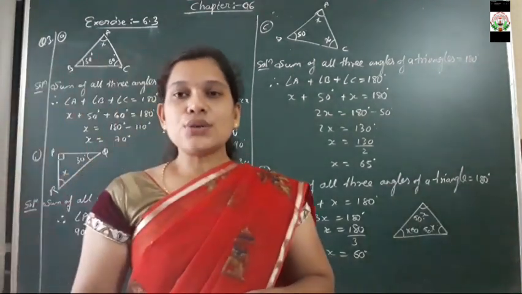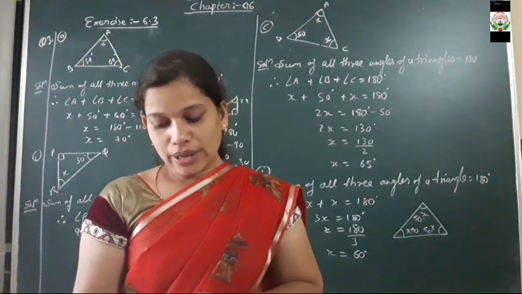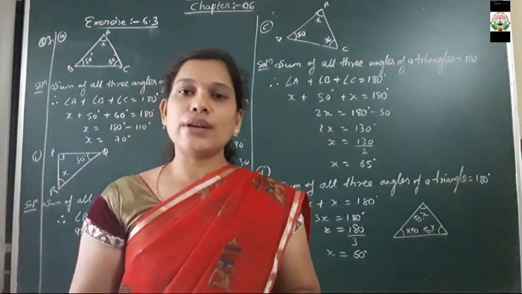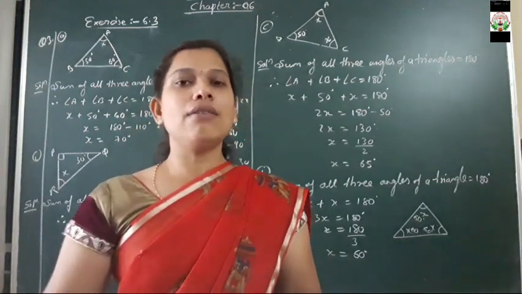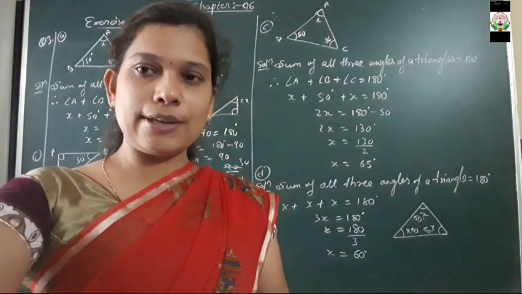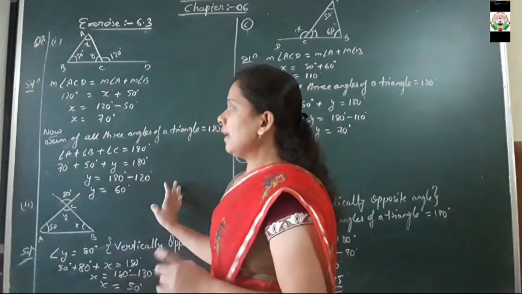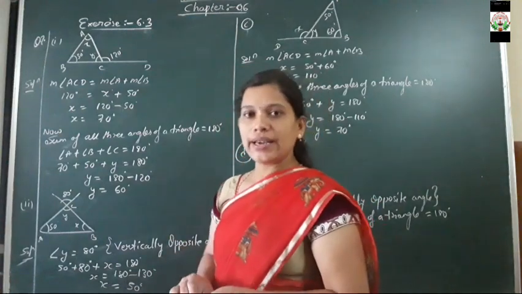Moving towards the next question, question number 2, we are asked to find the value of the unknown x and y in the following diagram. So here in question number 2, we are going to find the value of the two unknown angles, that is x and y together. Clear everyone? Now question number 2. In that, the two unknown angles we have to find are angle x and angle y.